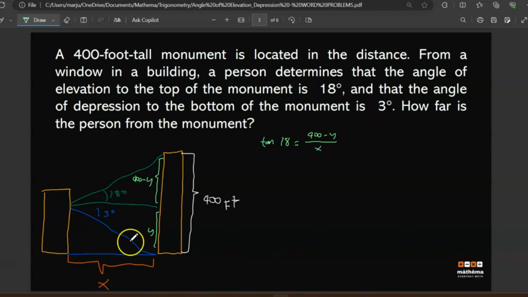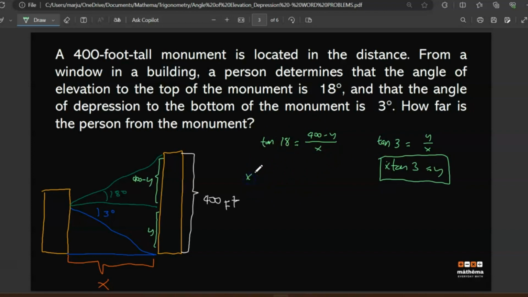And then the other one, we have here 3 degrees, so we have tangent 3 degrees equals y over x. Now what I'm going to do is express this part in terms of y. So this will become x tangent 3 equals y. So I will be using this one and substitute this value to the y variable here. We'll just cross multiply first.